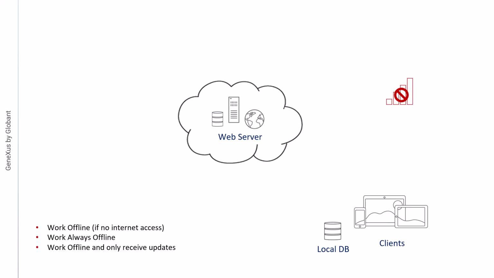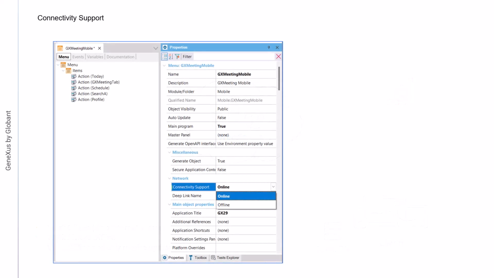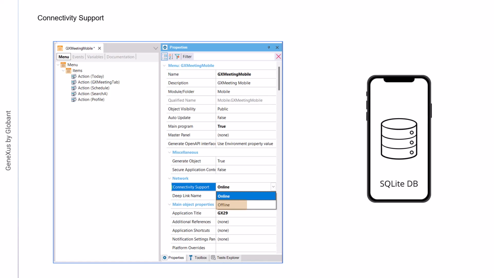If we want an application to run offline, we must set the connectivity support property of its main object to offline. This value makes it possible to generate the application offline. Also, the necessary native code will be generated for the application to run without invoking the REST services of the web server. Once a main object's connectivity support property is set to offline, when the application is installed on the device, the local database is created and the necessary tables are created there.